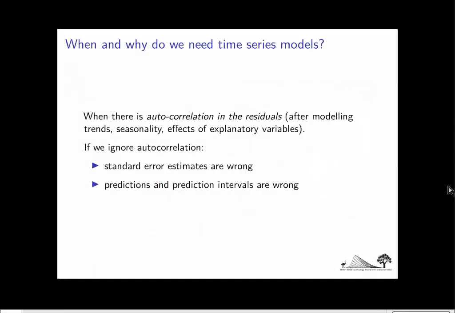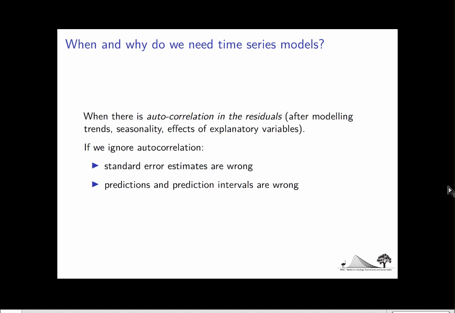Okay. So when and why do we need time series models? Mostly if you have autocorrelation of your residuals. Autocorrelation means that the observation now is correlated to previous observations. Auto, because it's in the same time series. It's correlated to its own previous values.